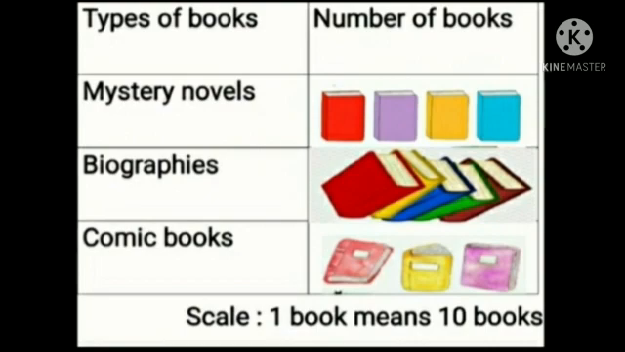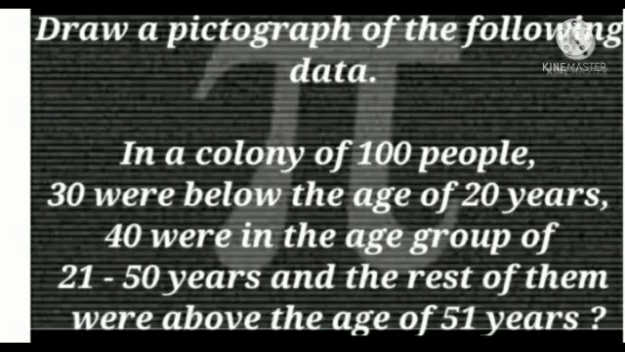Now students, we will see one more example. Draw a pictograph of the following data. In a colony of 100 people, 30 were below the age of 20 years, 40 were in the age group of 21 to 50 years, and the rest of them were above the age of 51 years. So all these we are going to show in the form of table. So here is the table.